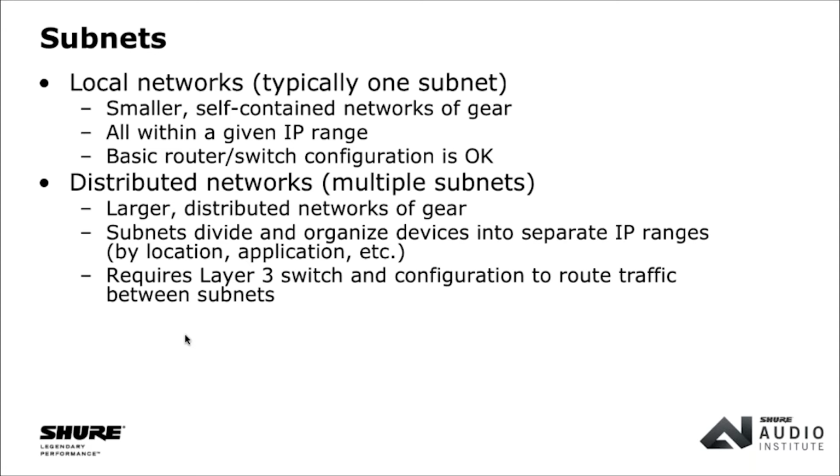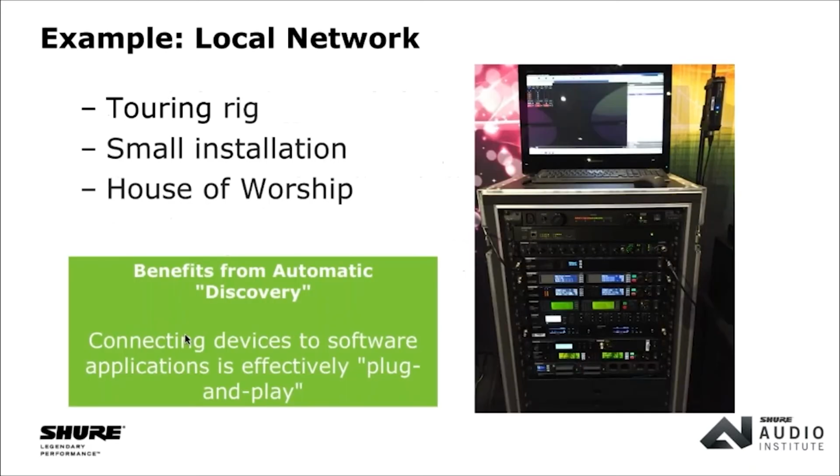It's the distributed networks, or the larger networks, that often occupy multiple subnets. They're a bit more complex. These are larger. They tend to be distributed either across geographic locations or by types of gear. Subnets tend to divide and organize devices into separate IP ranges. So you could imagine if we were running a bunch of networked gear for a college campus, you could imagine the West Campus and the East Campus being unique subnets, but all routable within the same large network. Typically, these distributed networks require layer 3 switches and routing configuration to allow the subnets to talk to one another. That's definitely a topic beyond the scope of this webinar, but something you should be aware of.